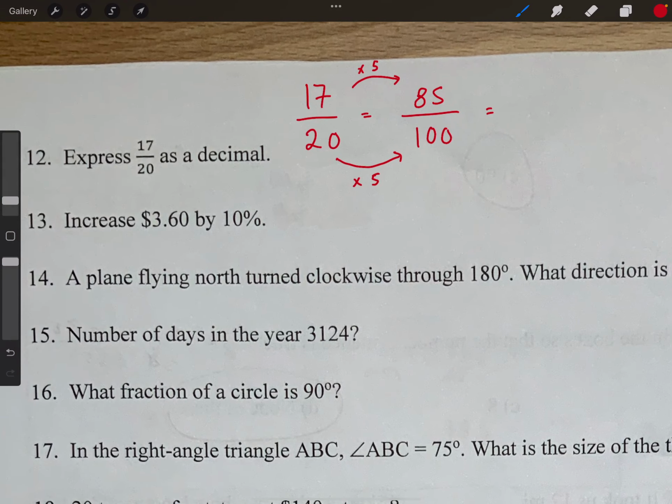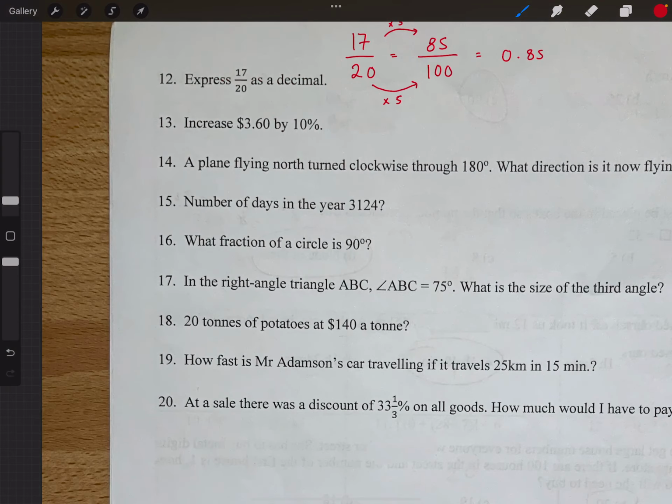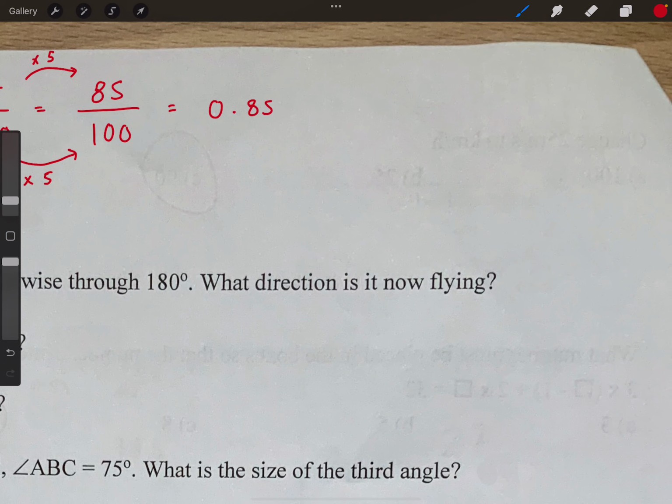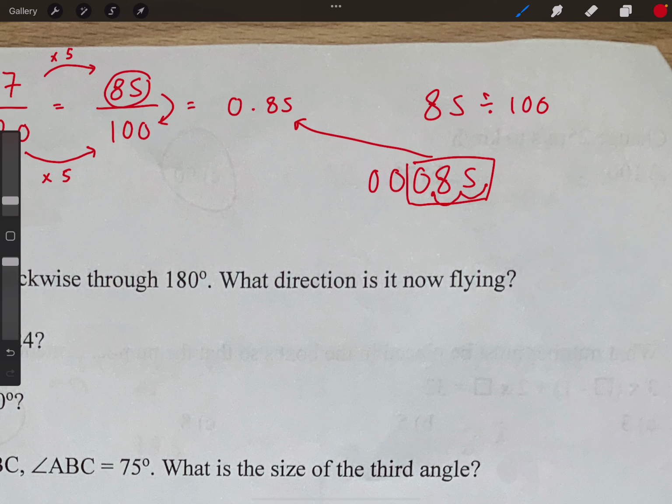Oh, actually it says it's a decimal. Okay, so that's just 0.85. Or you can think of it as 85 being divided by 100. So 85 divided by 100. That means the decimal place is right there. It's going to jump, let's put some zeros, it's going to jump backwards 2 spaces. So 0.85 is the answer. Okay.